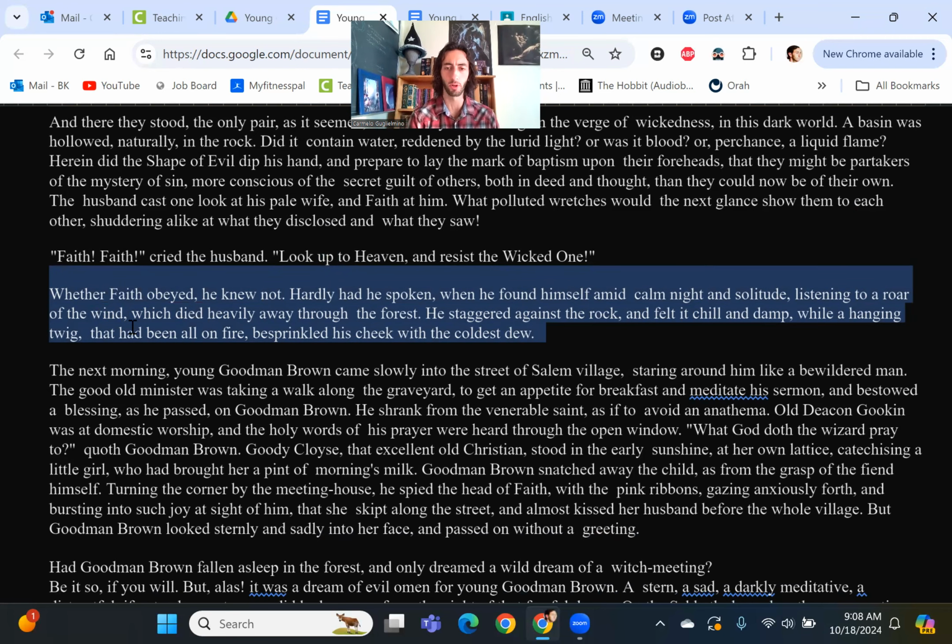Hardly had he spoken when he found himself amid a calm night of solitude, listening to a roar of wind which died heavily away through the forest. He staggered against the rock and felt it chill and damp, while a hanging twig that had been on fire, besprinkled his cheek with the coldest dew."